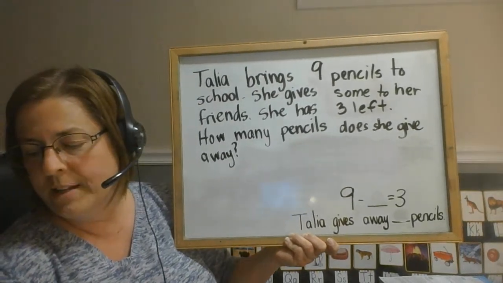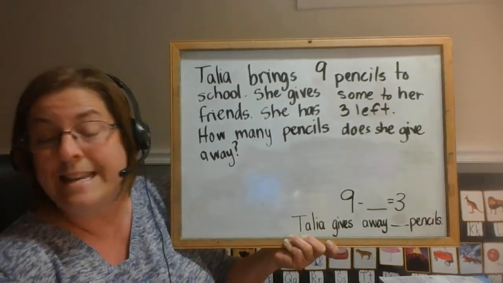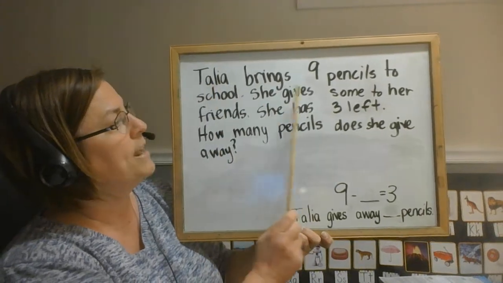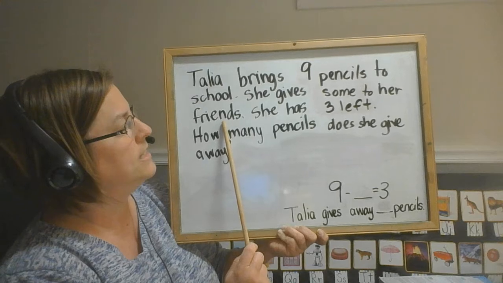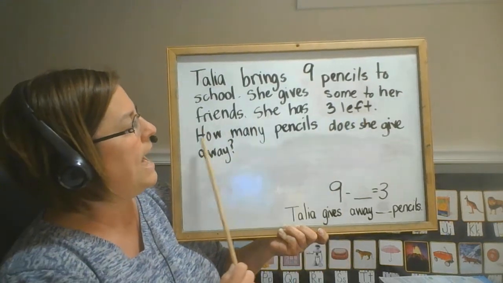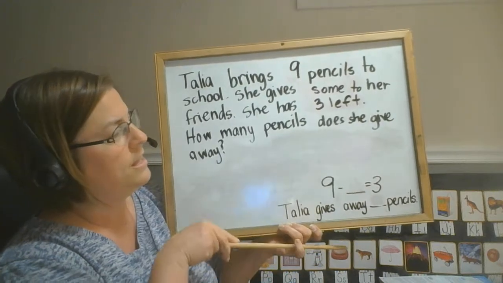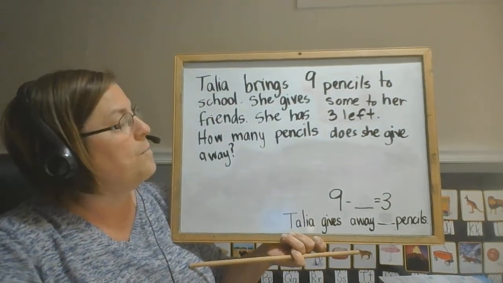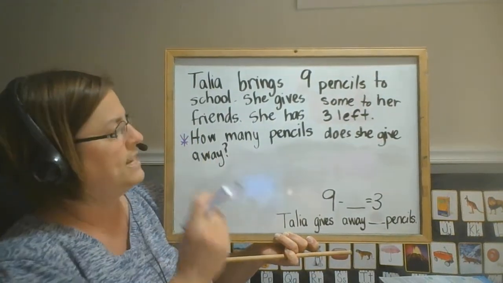So now we're going to find out, what do we need to find out? Talia brings 9 pencils to school. She gives some to her friends. She has 3 left. How many pencils does she give away? So we need to find out how many pencils she gives away. All right, so that's what we need to find out.